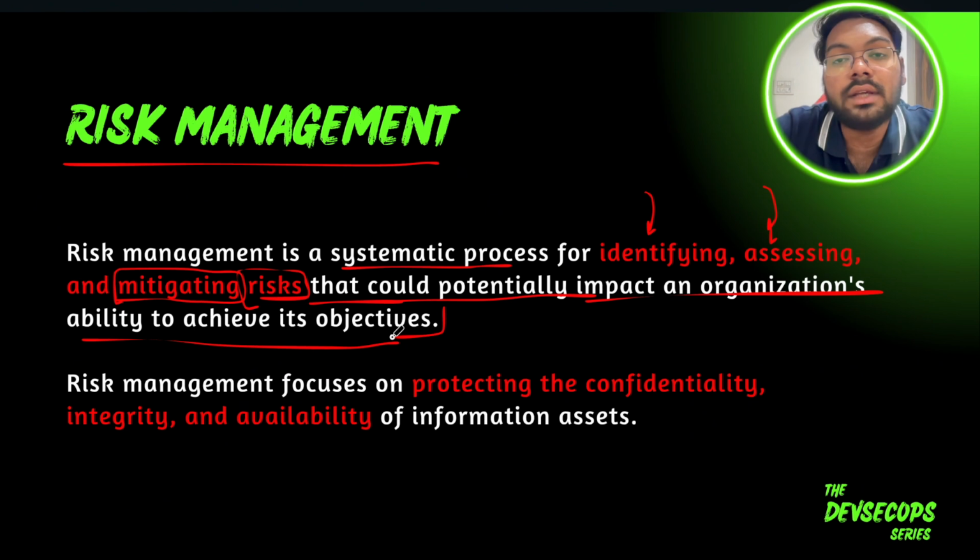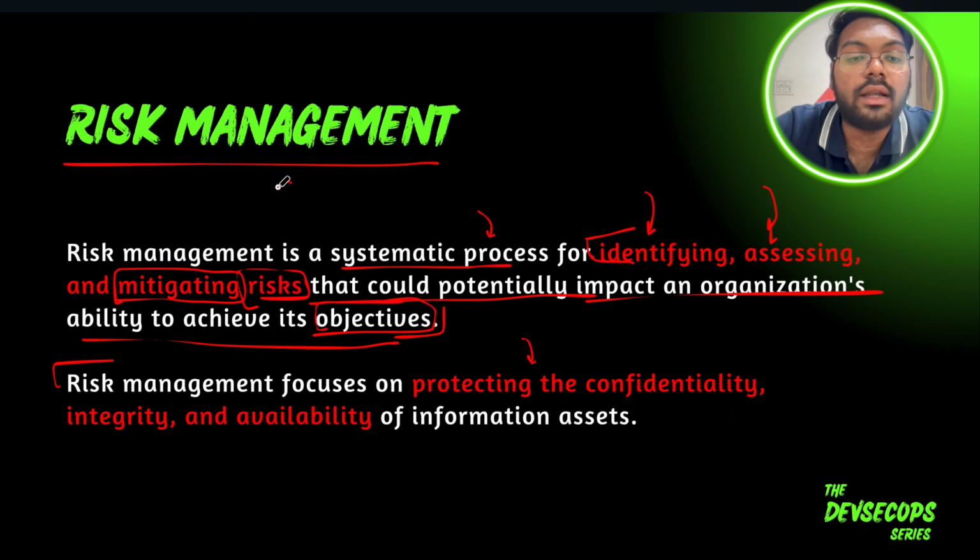So if something is not letting you make any payments by using your application, then what? It is a potential impact on the organization's objective. So we have to incorporate certain processes to do this: risk assessment, identification and mitigation. Now risk management focuses on protecting the confidentiality, integrity and availability of information assets.